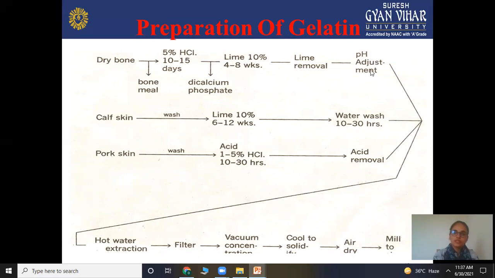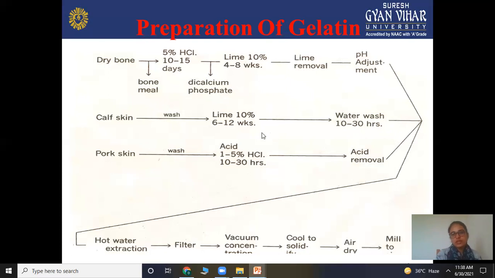After removal, comes pH adjustment. First you take the dry bone and put it in 5% HCl for 10 to 15 days, then put it in a 10% lime solution for 4 to 8 weeks. Then the lime is removed, and after removing lime, you adjust the pH according to the requirement. After pH adjustment, you wash the gelatin with water for 10 to 30 hours, or acid removal takes place.